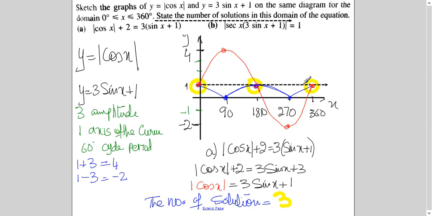So the number of solutions we see here are how many? 1, 2, 3. So these two curves are intersecting at 3 points. So I will say the number of solutions is equal to 3. The question is not saying find the solution. The question is saying find the number of solutions. So we just have to see at how many places it is intersecting.